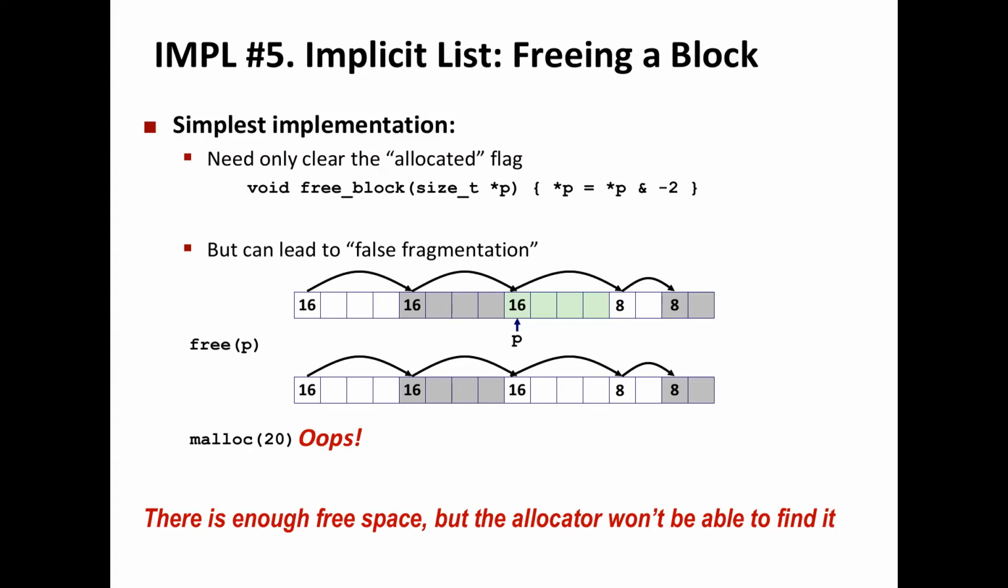But if we just do that, we will have some sort of false fragmentation, right? So now if we attempt to allocate, do malloc 20 bytes, even though we have the 20 bytes, it's not going to allocate anything because we will have two adjacent free blocks which are not merged together, right? So that's a problem, and we need to do something about it. There is enough free space, but the allocator won't be able to find it.